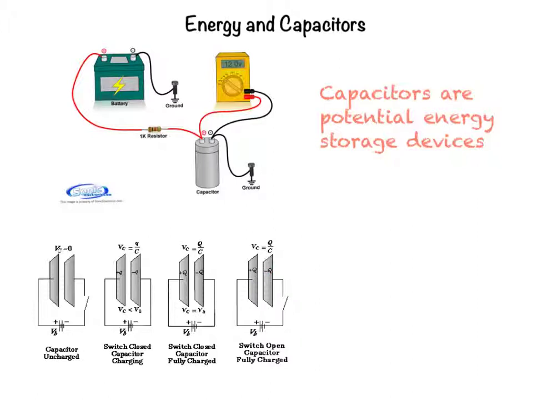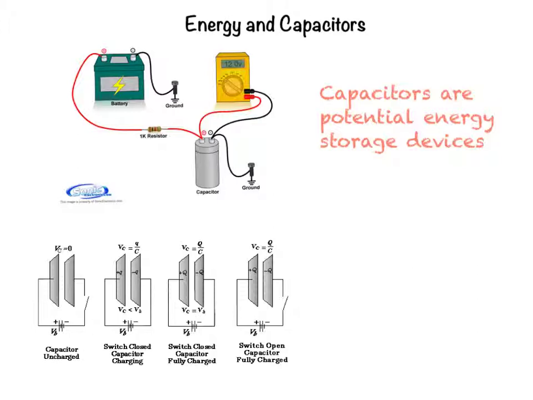To accomplish this, the battery must do work to transfer that charge. This work, remember, is just a transfer of energy. This work increases the electric potential energy of the capacitor. A charged capacitor then stores energy as electric potential energy.